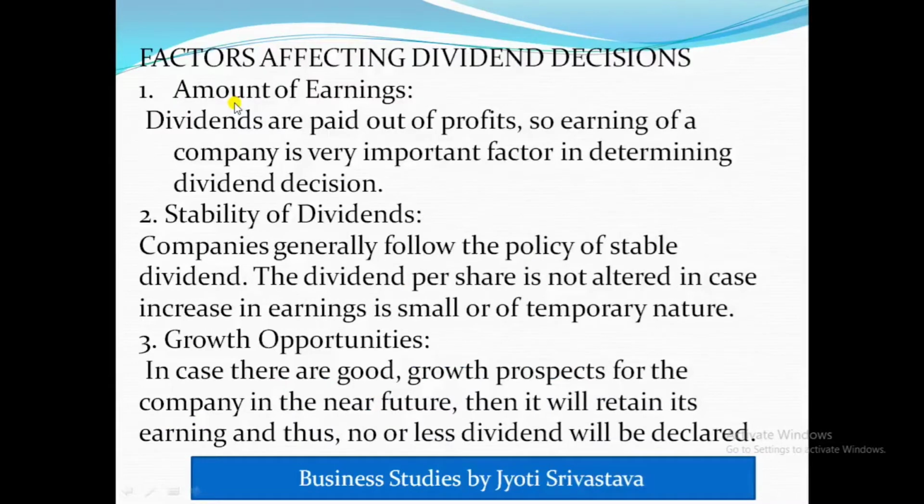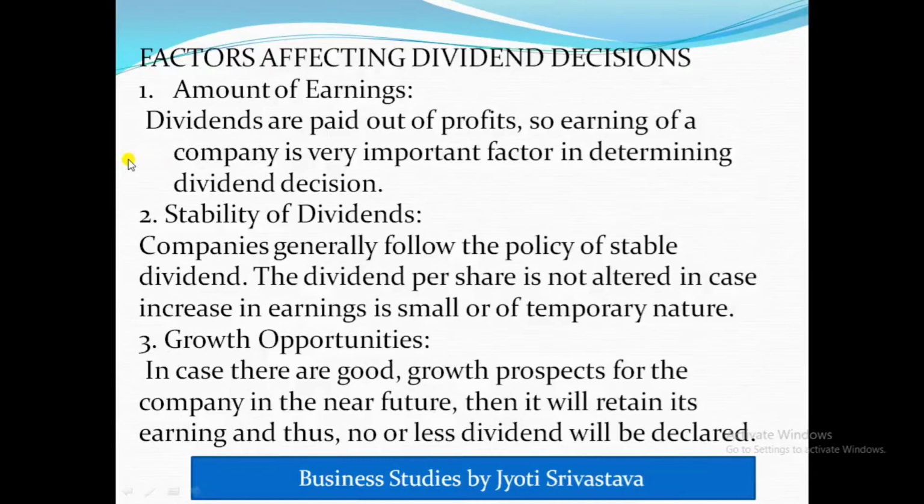The first point is amount of earning. Dividends are paid out of profit, so earning of a company is a very important factor in determining dividend decision. Whatever profit the company has, they first pay the interest out of that, then they pay all the taxes, then they keep the money for preference shareholders, and after that whatever is left over, that profit is distributed among the shareholders.